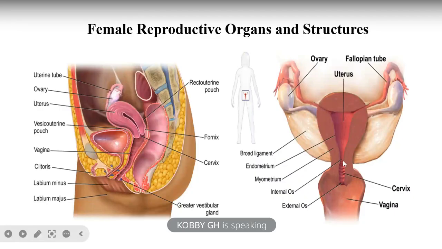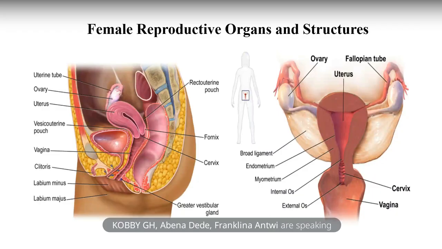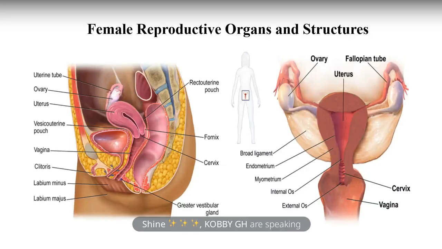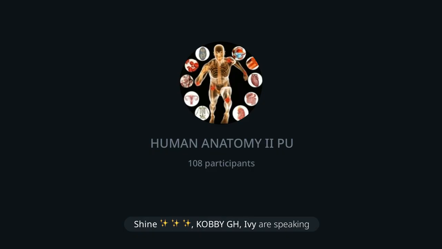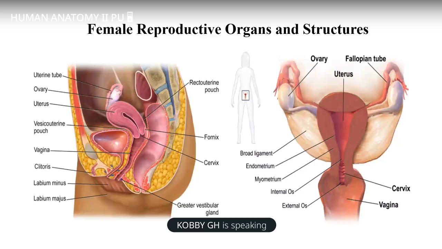Now, you see that there is an opening between the cervix and the uterus. We call that internal os. Say internal os. So internal os is the opening between the cervix and the uterus. That is what we call internal os.